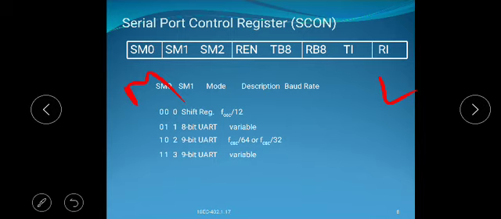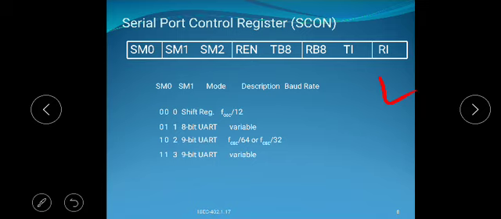Based on SM0 and SM1, the mode is selected. When SM0 and SM1 are 0, 0, the mode of operation is mode 0. It is a shift register, and the baud rate is 1/12th of the oscillator frequency.